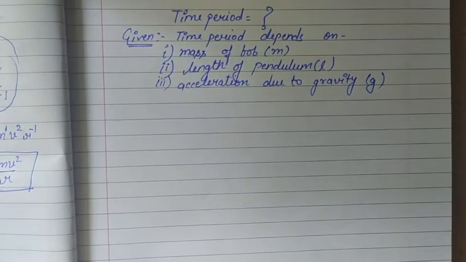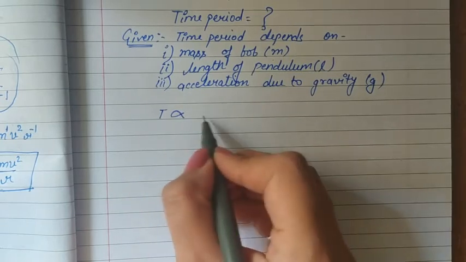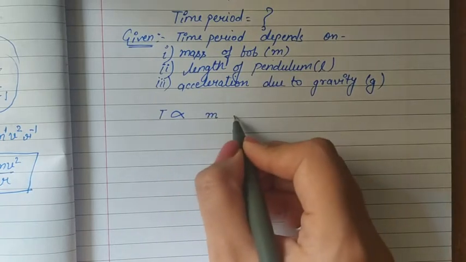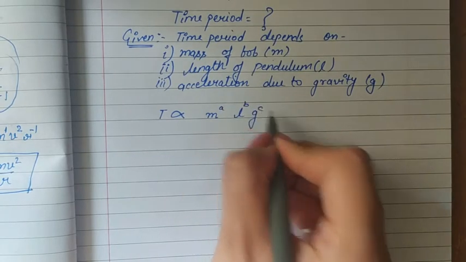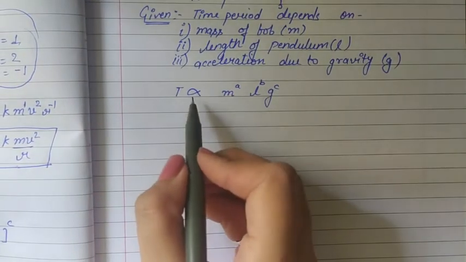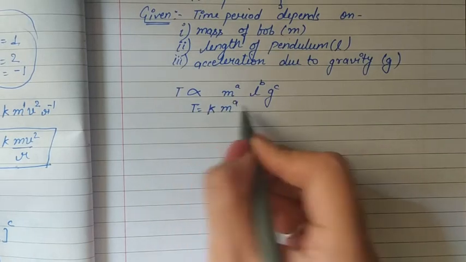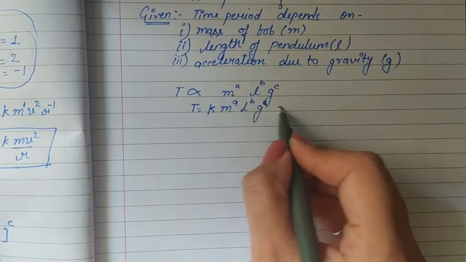So let's start. So what is the given thing? That time period is proportional to, it depends on some powers of mass, some powers of length and some powers of acceleration due to gravity. Let these powers be a, b and c. So we have considered that time period depends on a power of mass, b power of length and c power of acceleration due to gravity. Now if we remove this proportionality sign, we have to insert a proportionality constant k. Then T will be k m^a l^b g^c, and this is equation number 1.